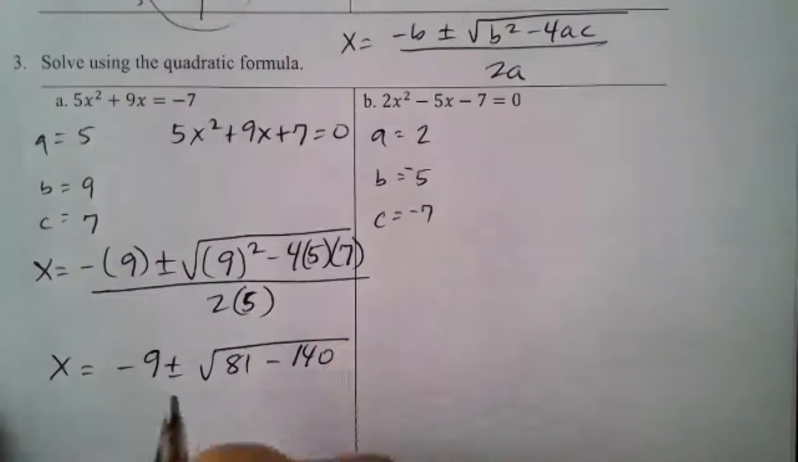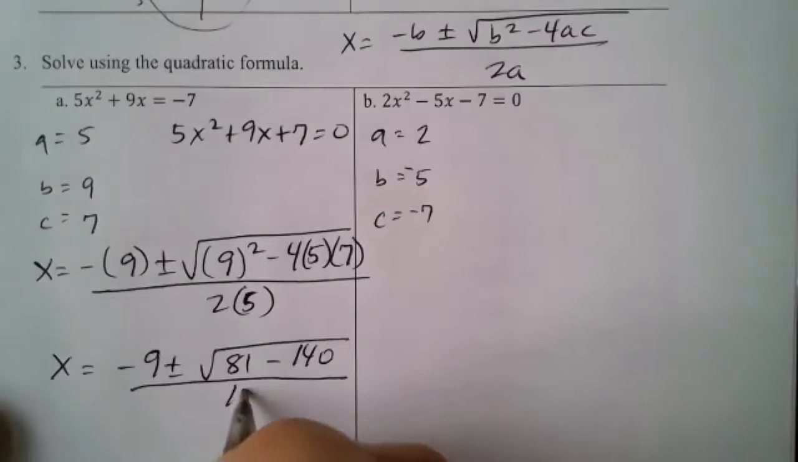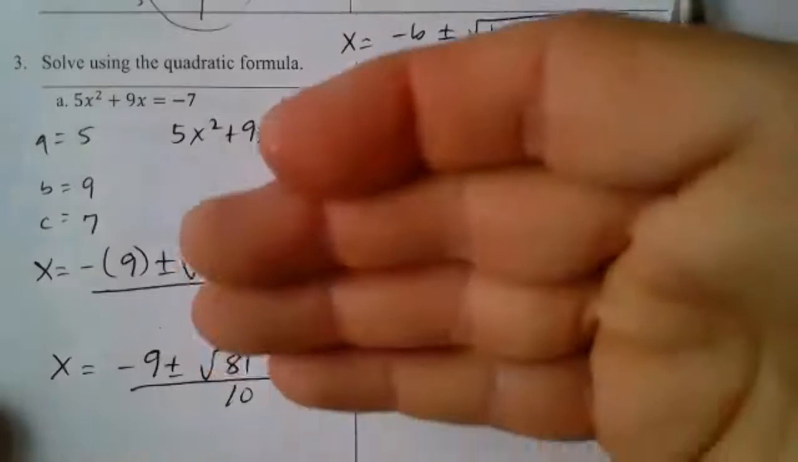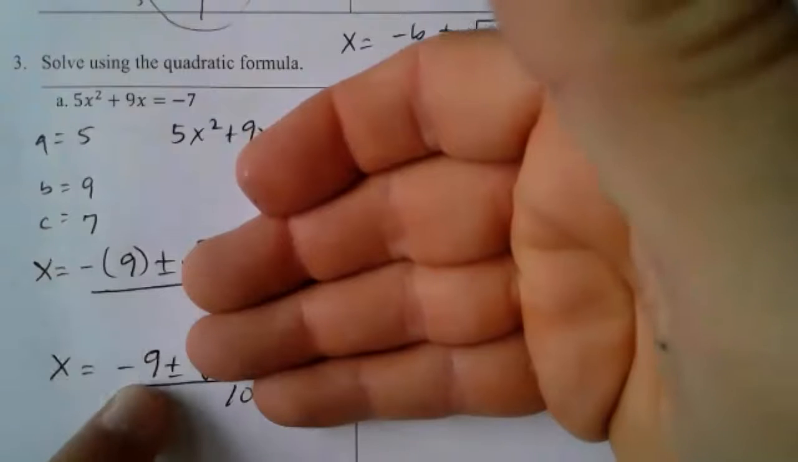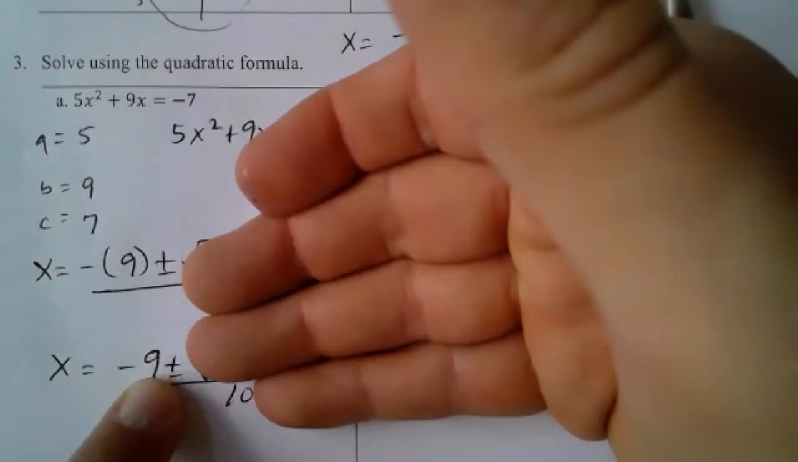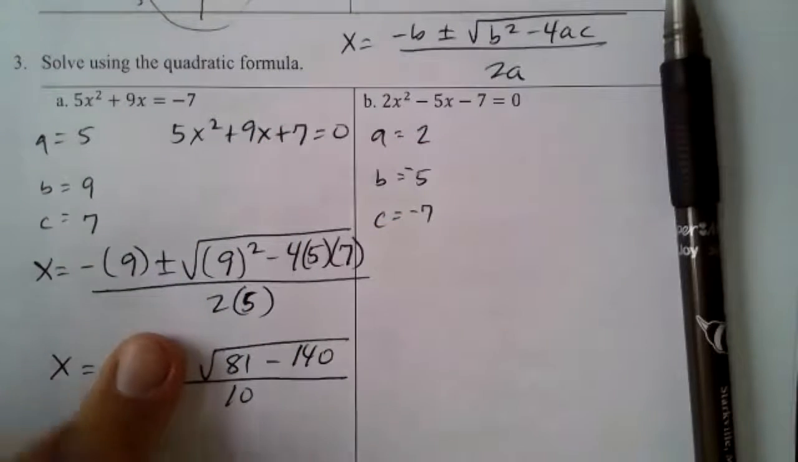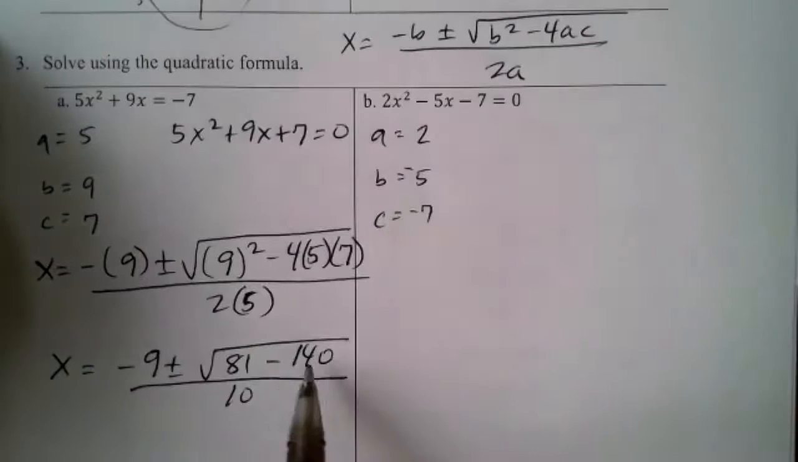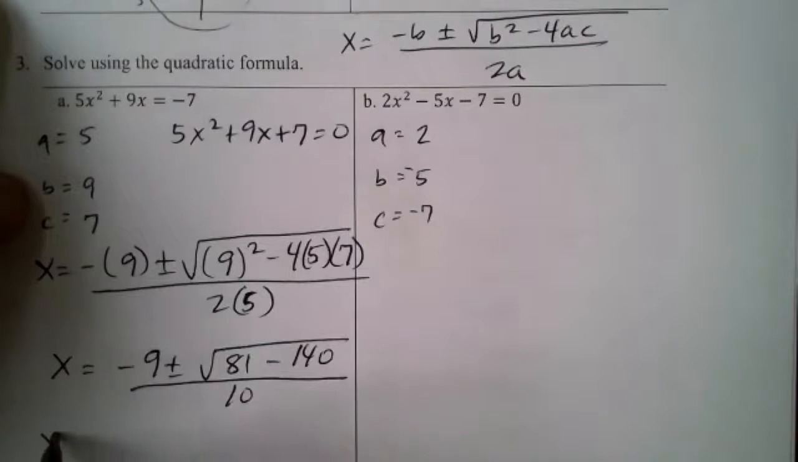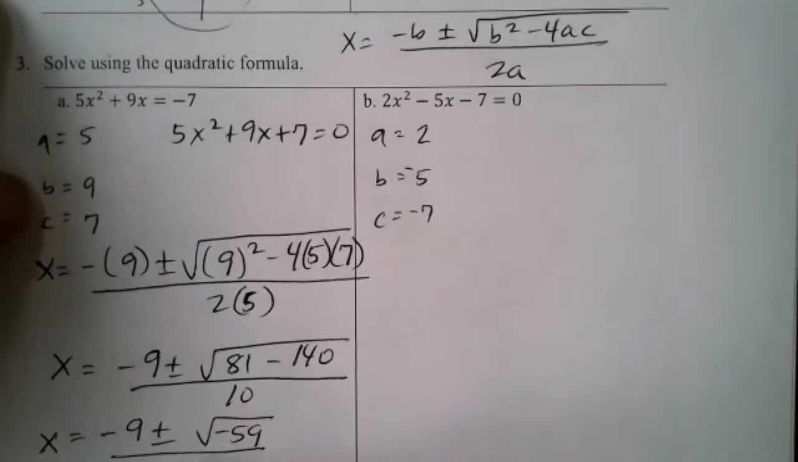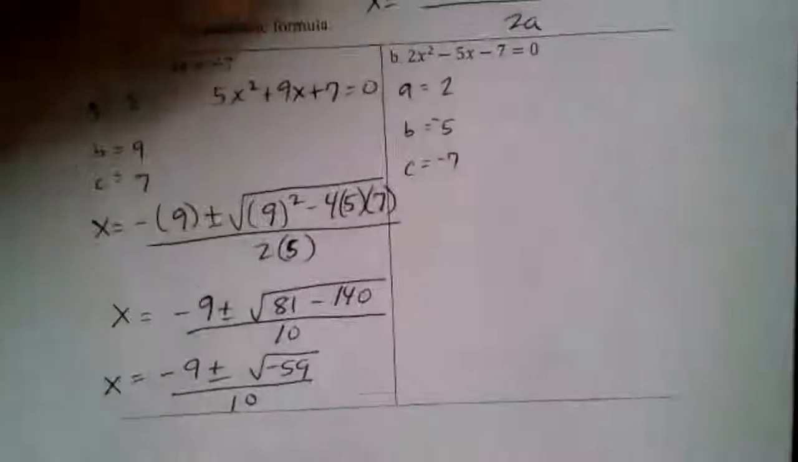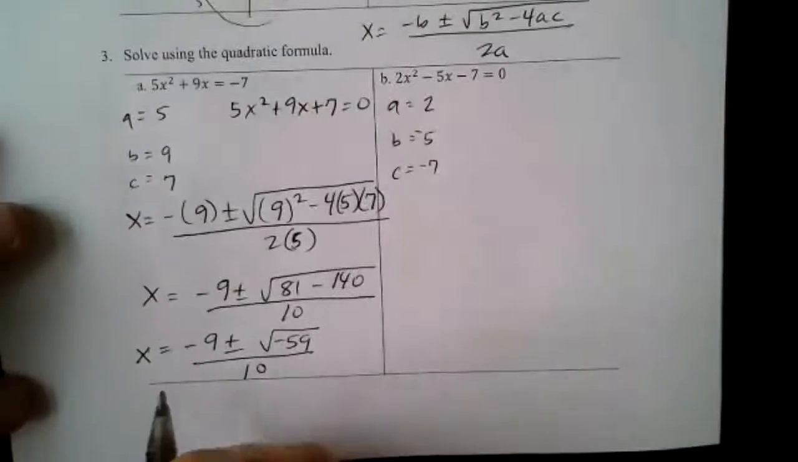Okay, so now divide by 10. And so if you were to look at this, it would be -9 over 10 plus or minus the square root of -59 over 10. So the answer is going to be something crazy right here, plus or minus the square root of -59 over 10. Crazy, crazy problem.